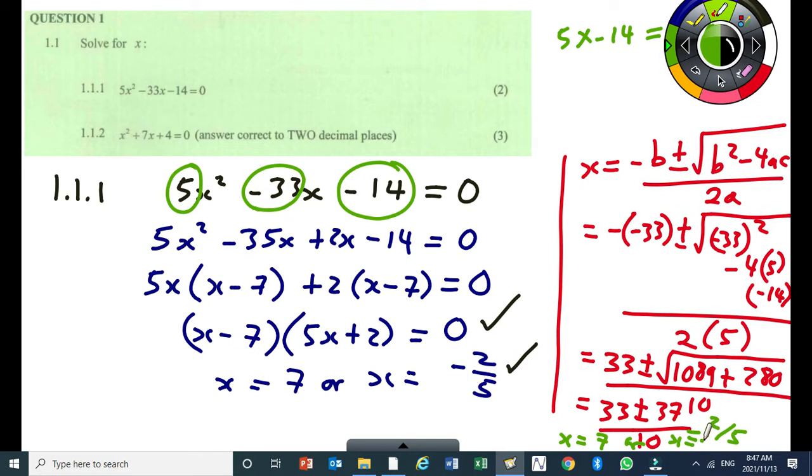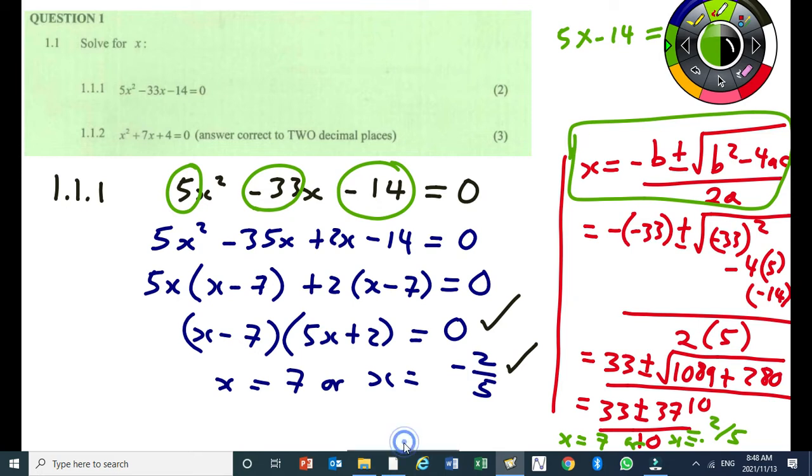But 1.1.2, this type of question is very common, it's even in matric as well, because you guys are almost in matric now, the grade 12s are done. They finished writing their exams. So x squared plus 7x plus 4 equal to 0, then use the quadratic formula, answer correct to two decimal places. Now, this question here, you can't factorize. When you see a question which specifies that you must leave your answers to a specific number of decimal places, which is in most cases 2 decimal places, it means you're supposed to use the quadratic formula. Always.